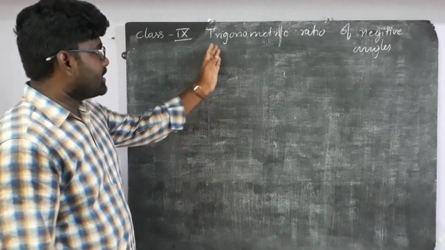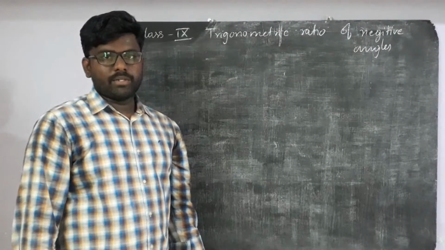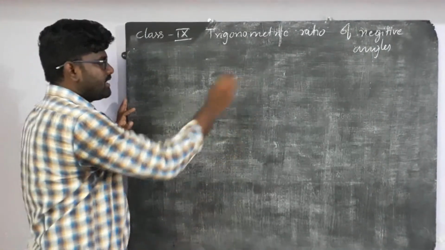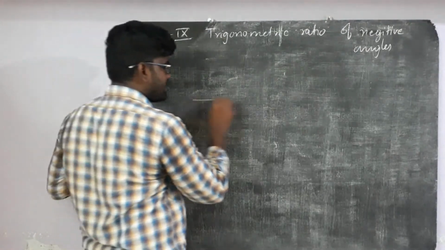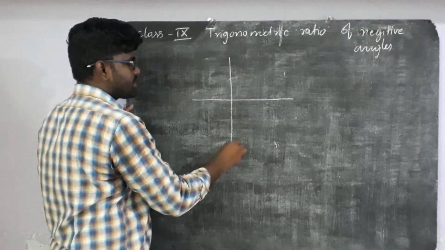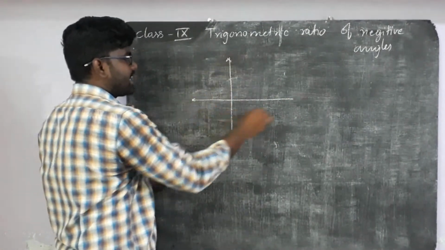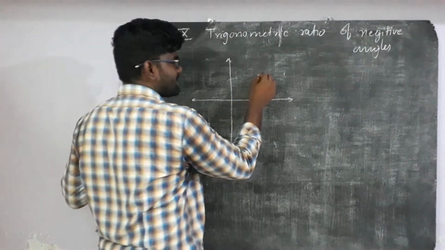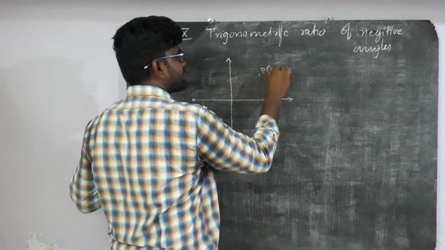Today our topic is trigonometric ratios of negative angle. As we already discussed in the previous classes, the negative angle. Just see here, when you take the coordinate system, when you take the angle and the point is in the first quadrant, for example, here the point is in the first quadrant, x comma y.